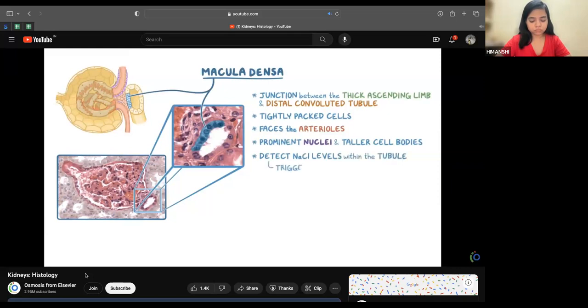This allows them to trigger an autoregulatory response when needed in order to help maintain normal blood pressure and blood volume by increasing or decreasing the amount of water and ions the kidney reabsorbs.